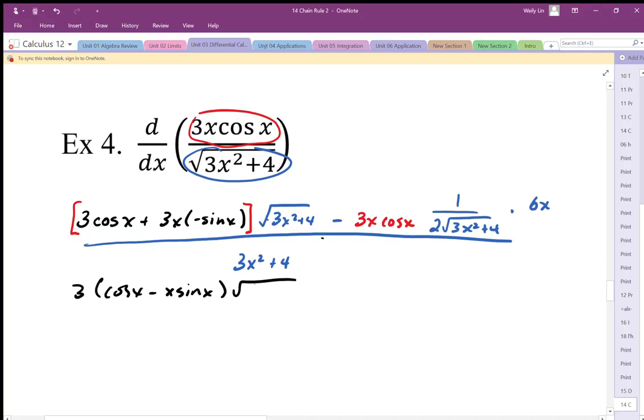Okay, times square root 3x squared plus 4 minus, looks like that's going to be x squared, so it's going to be 9x squared. Okay, and divided by, and then cos x in the numerator, and then the denominator is going to be, the 2 cancels out, so we're just left with 3x squared plus 4.